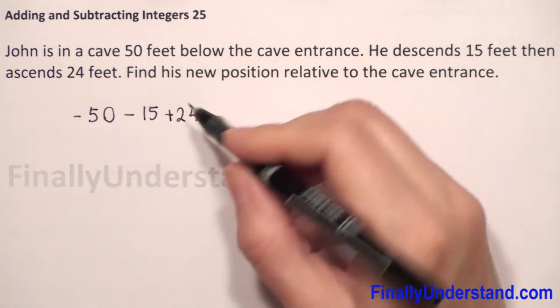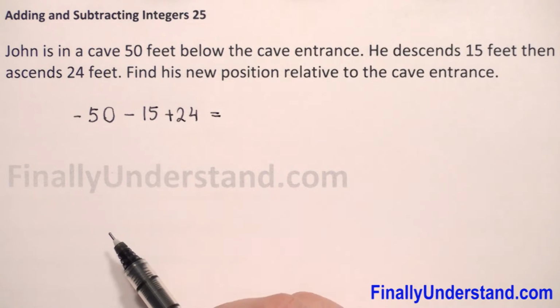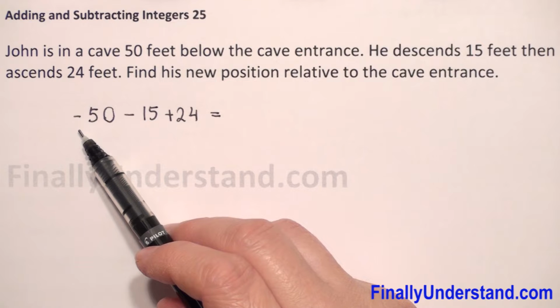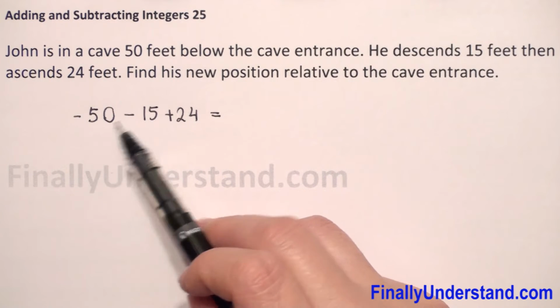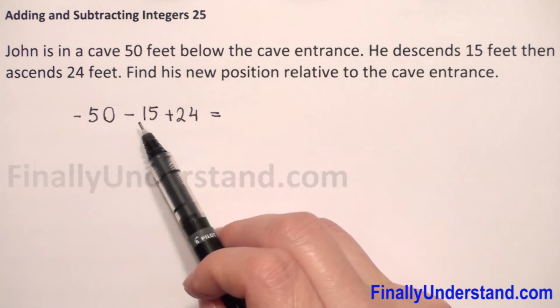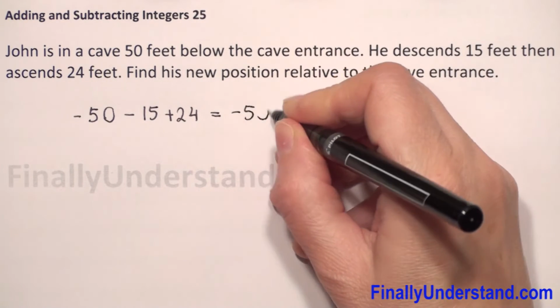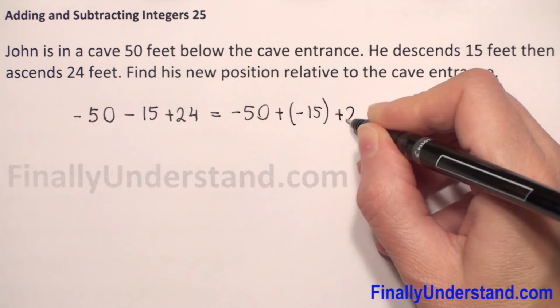So now we have to just do this operation. We start from the left side. Negative 50, we have minus 15. We can rewrite this as addition of two negative integers. So we have negative 50 plus negative 15, and 24 we just copy.